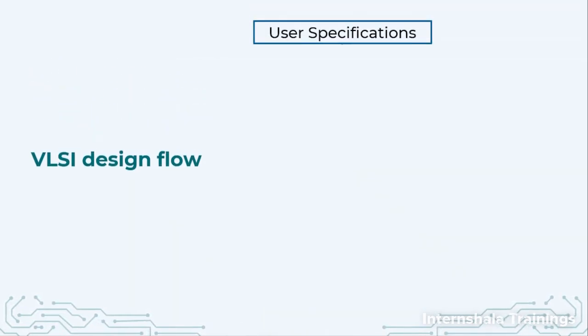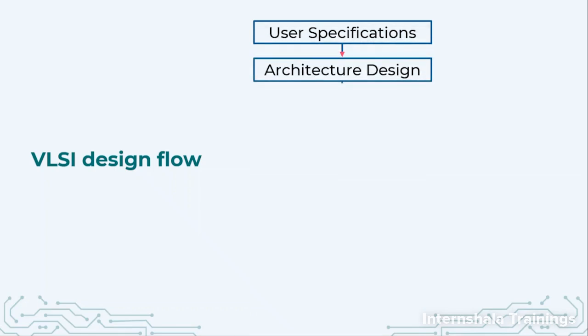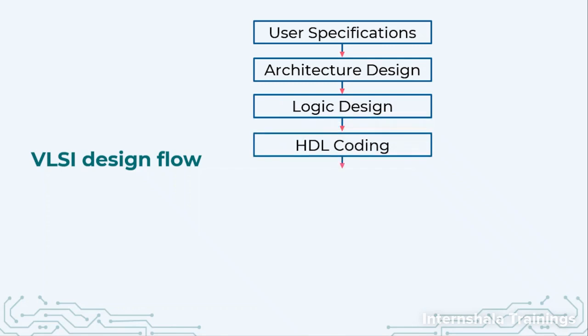If we understand the complete design flow, we will be given the user specifications. That means this is the system you have to design. These are my constraints: I need only this much chip area, or I need only this much power usage by the chip. Once we have that, then we decide what will be the architecture of our design. There are different architectures. We will study them in our training program. We will have the logic design after that: how do I connect different inputs, how do I process them and generate the output. Once the logic design is done, then we go to the HDL coding.